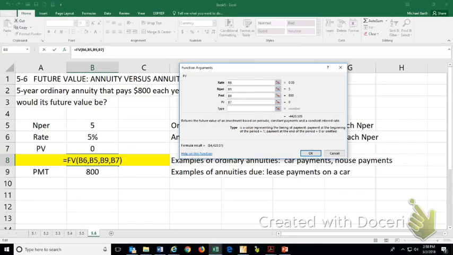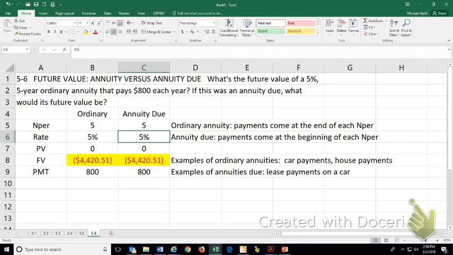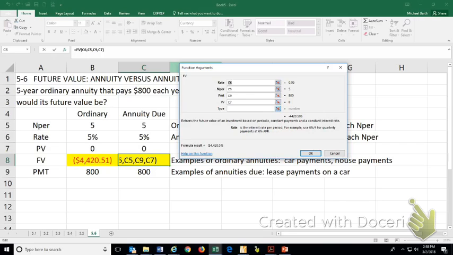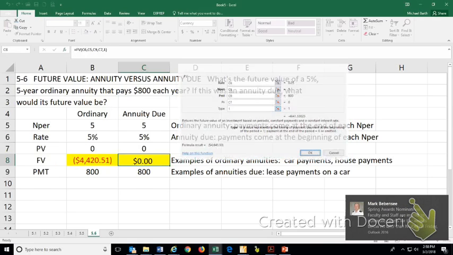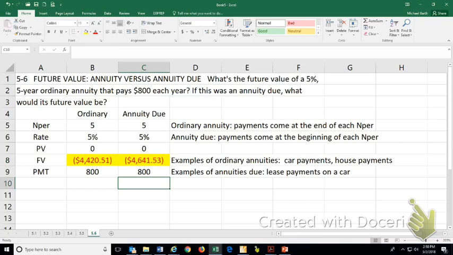So the difference between an ordinary annuity and an annuity due is simply the timing of the payments. And to get that, just go up here and edit in the box. If I put a 1 in there, that'll compute it as an annuity due.